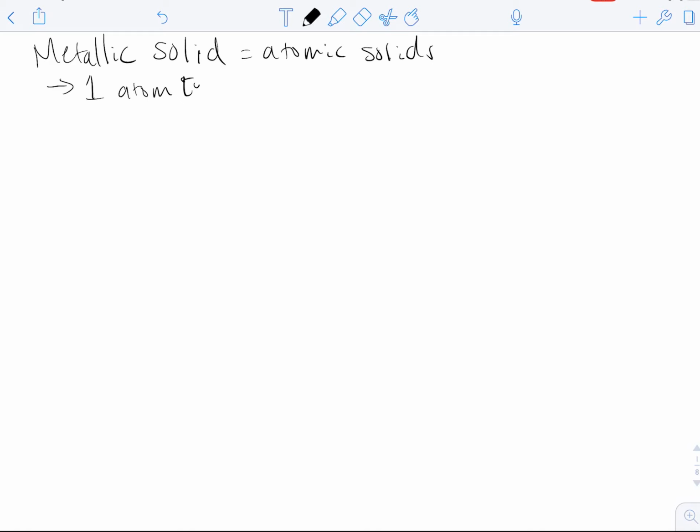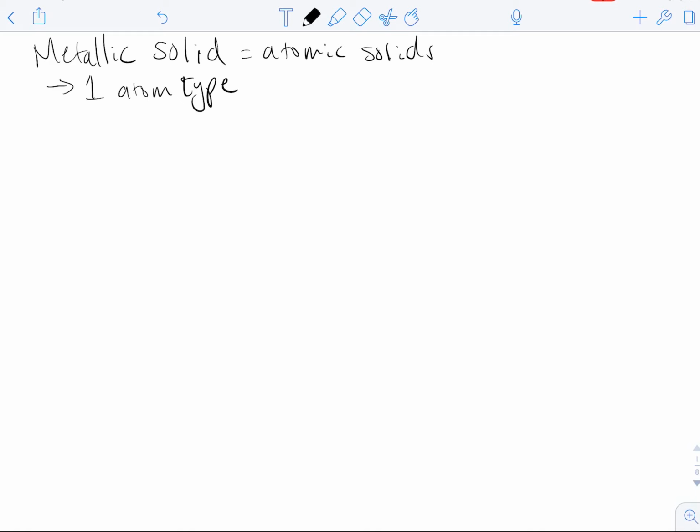Hello. In this video, we're going to be talking about metallic solids, and we're looking at how metallic solids form crystalline solids from the microscopic, so from our unit cell. So metallic solids are a type of atomic solid. So these are going to be solids that are only going to have one atom type. So the whole thing is going to be one atom type.